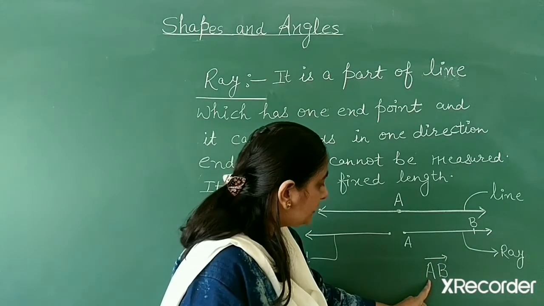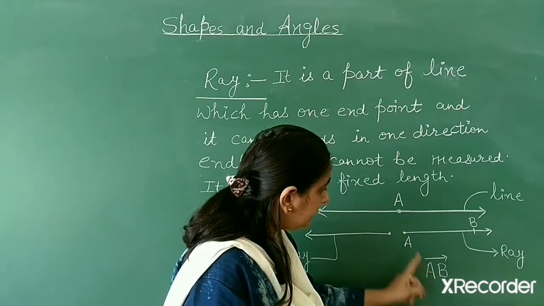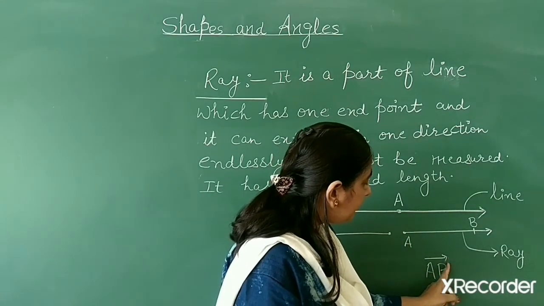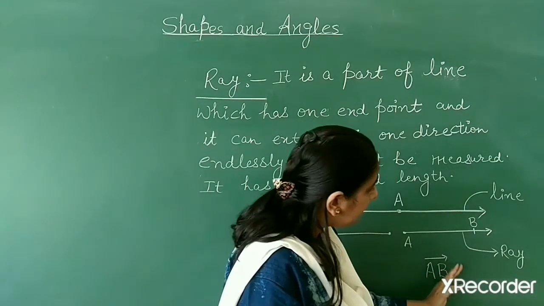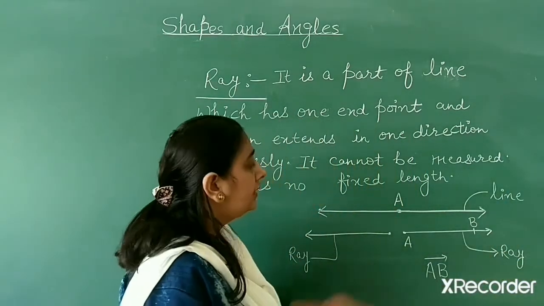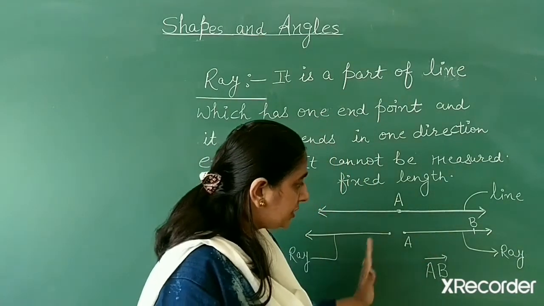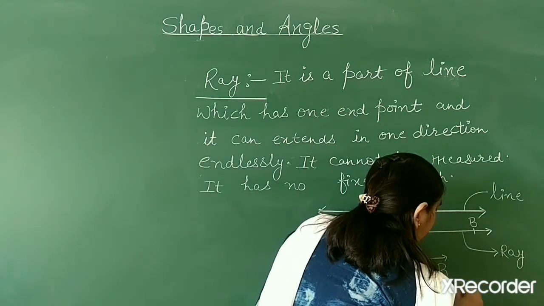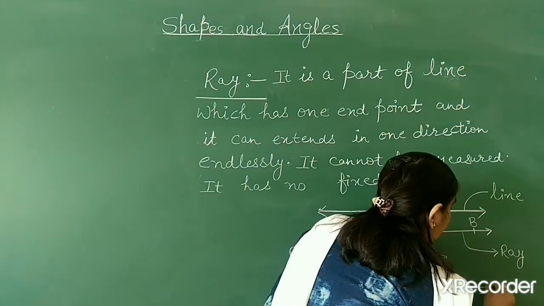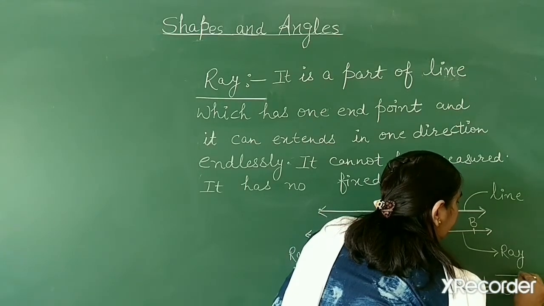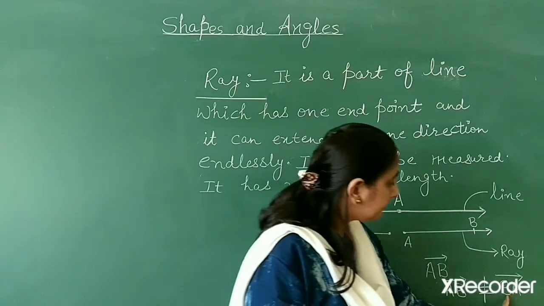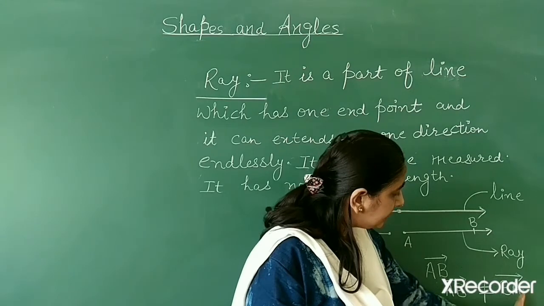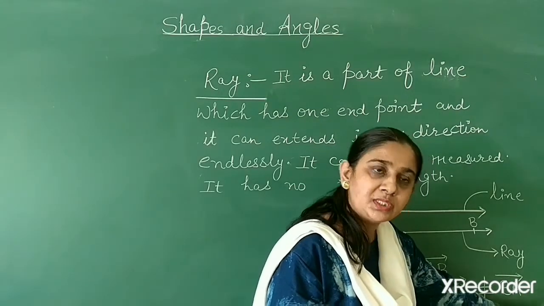Now, you will see here A is the fixed point, and it can be increased. Here you will observe we have put the arrow on B. It means it can be increased in the direction of B only, not in the direction of A. So ray AB is not equal to ray BA. Children, if you write ray BA, then it means B is the fixed point or the end point, and in the direction of A it can be produced.